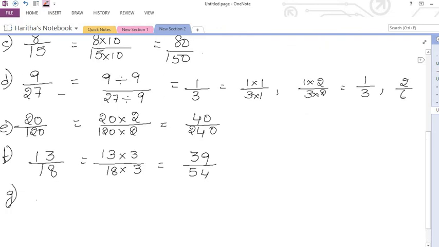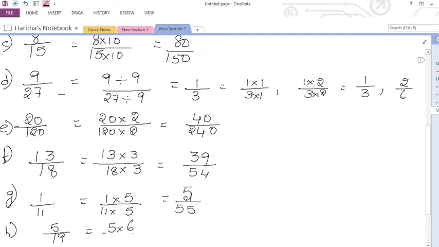In the same way, we will go for 1 by 11, 150. So 5 by 55. And 5 by 19. 6. 5 6s are 30, 19 6s are 140.